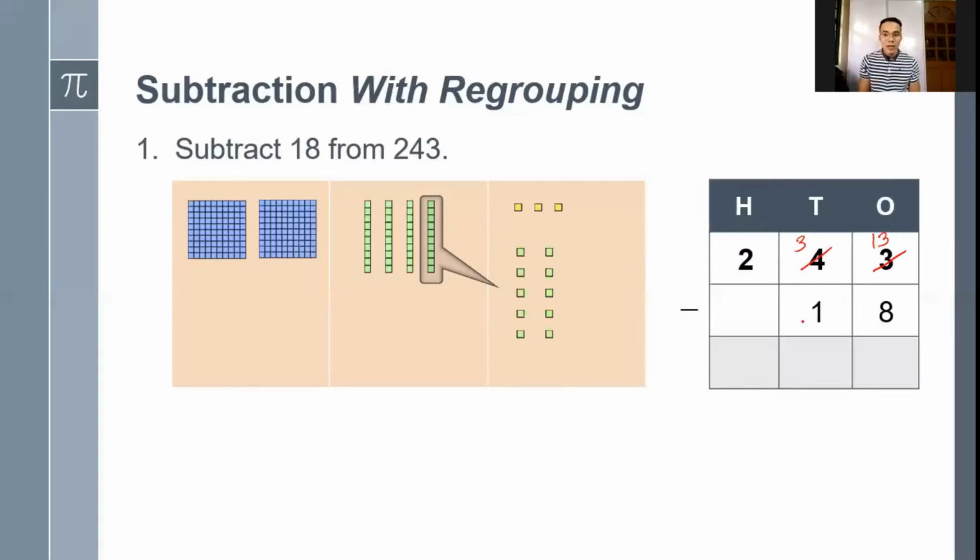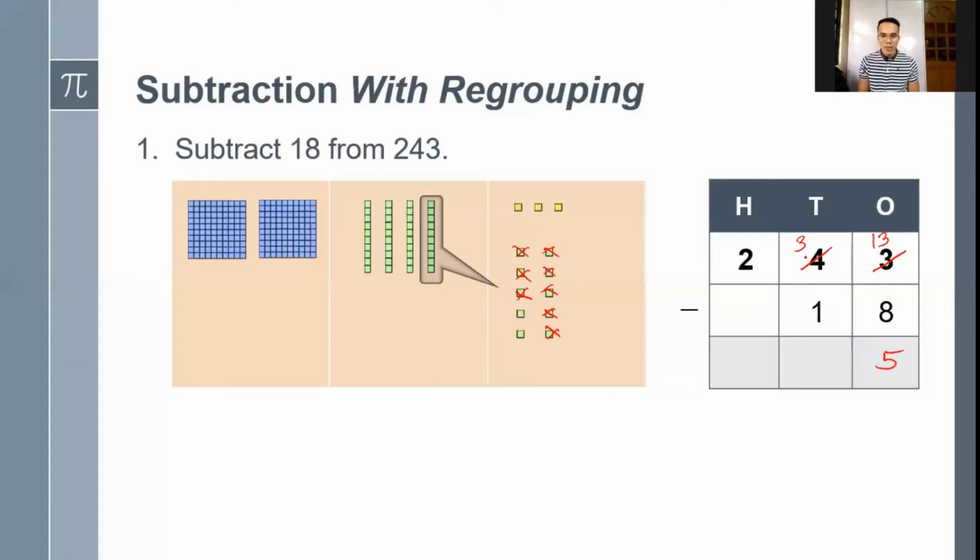Okay? So since we already have 13 ones, we have enough ones to be crossed out. So we're going to take away 8 from 13 ones. So we have 1, 2, 3, 4, 5, 6, 7, 8. And then count the remaining number of ones. 1, 2, 3, 4, 5. Therefore, 13 minus 8 is 5.